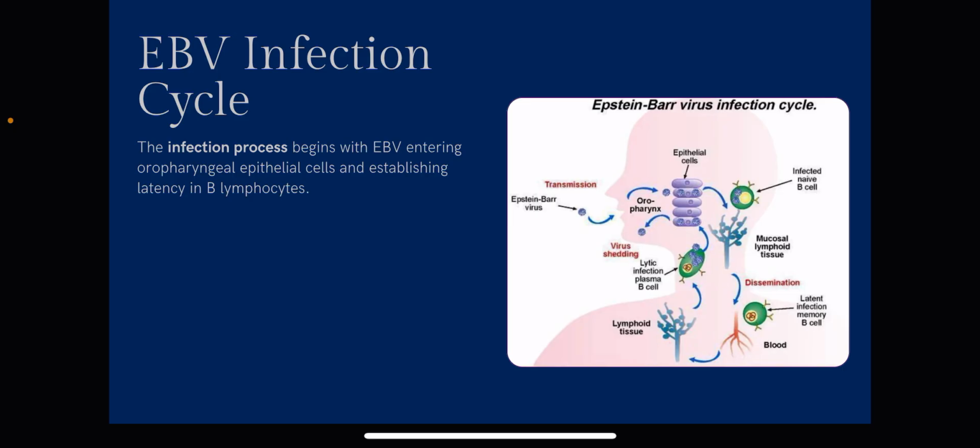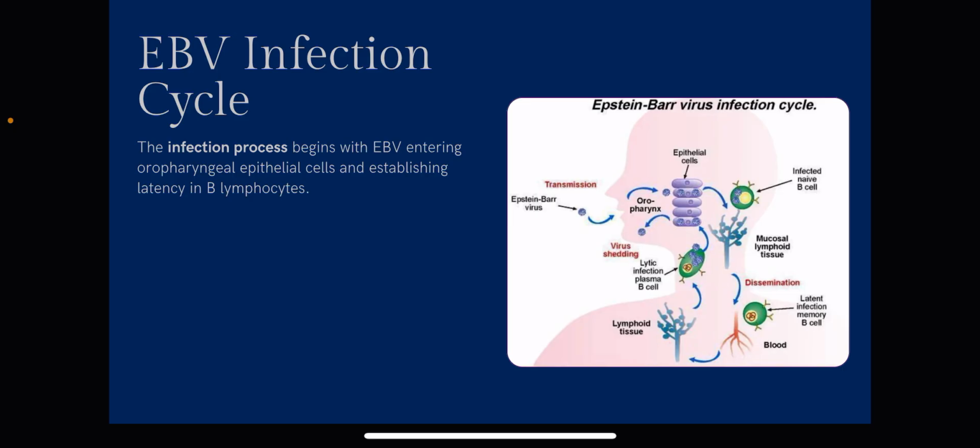Now, there are two phases in the life cycle, which are the lytic and latent phase. Now, let's discuss the lytic phase, which is the phase of active replication. Here, the viral DNA replicates and new virions are formed. The cell may lyse and the virus spreads. The lytic phase is seen in both epithelial cells and B cells.